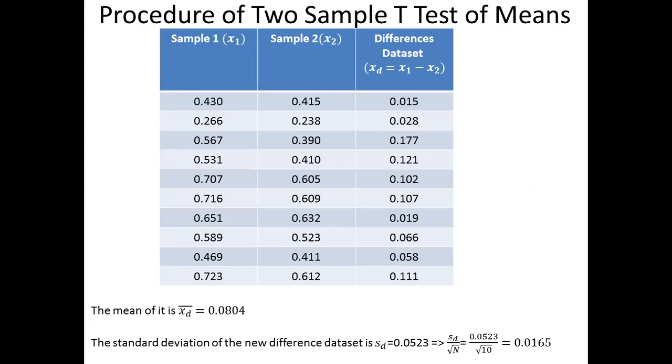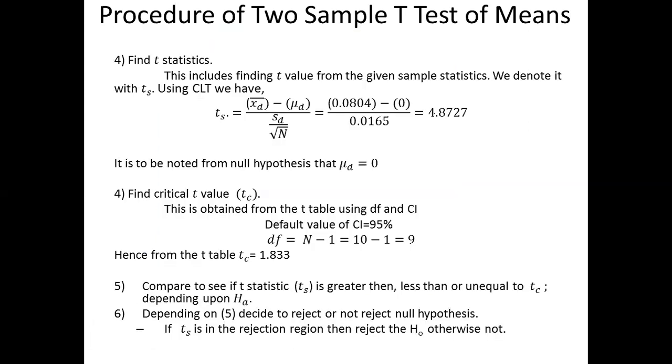The mean of this Xt is found to be 0.0804, and the standard deviation of the new differences data set is found to be 0.0523. And the SEM, which is SD upon under root n, is found to be 0.0523 upon under root 10, which is 0.0165. So in step number 4, let's plug in these values to get the TS value.